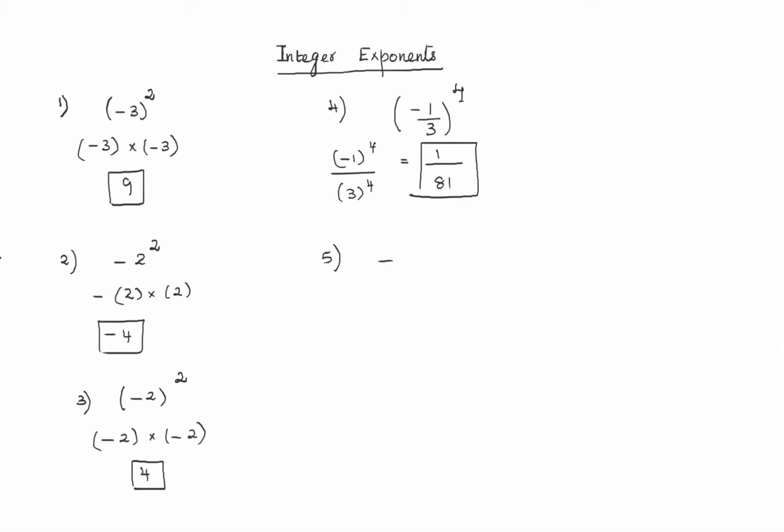And then negative 4 squared over 9. So you keep the negative. 4 squared is 16, so it's 16/9.